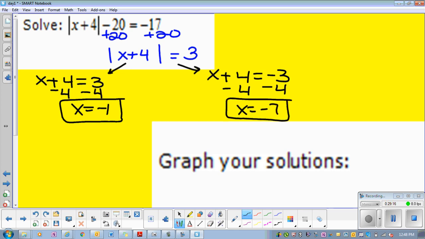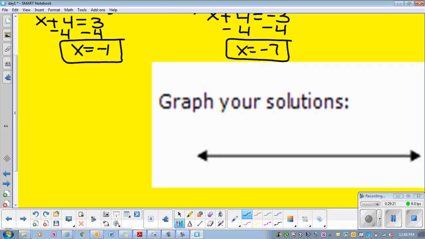Now, if they ask you to graph your solutions, all you have to do is just put it on a line graph, right? Are these open or closed circles? Closed, because they're equals, right? Which one's further left, -7 or -1? -7. Yeah, so I'll just put -7 here. I'll put -1 there, and I'll put 0 there just for fun. And then here's an equals, and here's an equals.